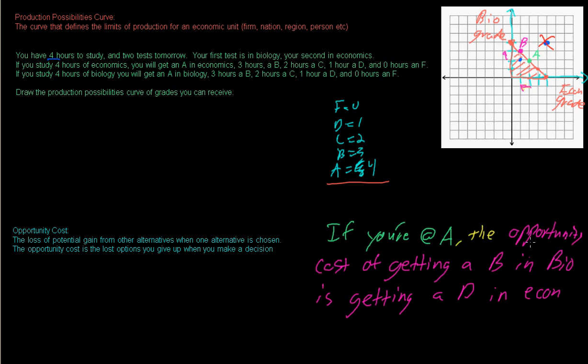And what would be more correct to say is that the opportunity cost of improving your grade in bio by 1 is losing a grade point in econ, or diminishing your grade in econ by 1. So let's do one more example.